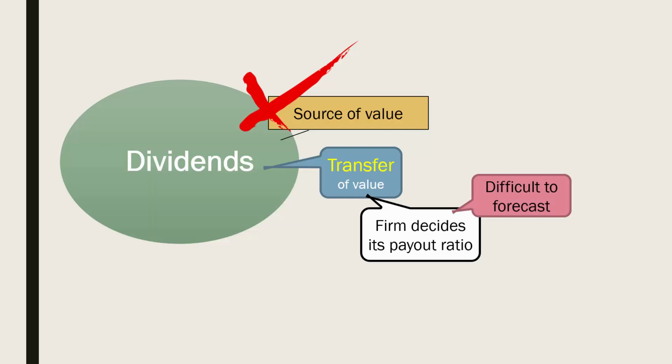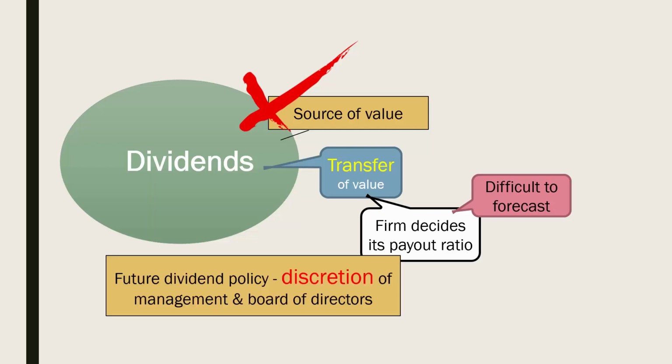It is difficult to forecast a firm's future dividend policy to eternity, or to the end of a firm's life, because it is based on the discretion of a firm's management and board of directors, who may consider a range of factors in making their decisions.